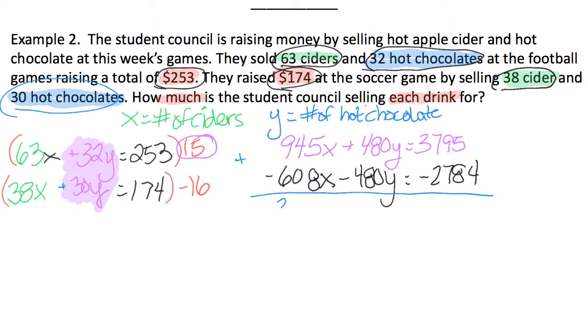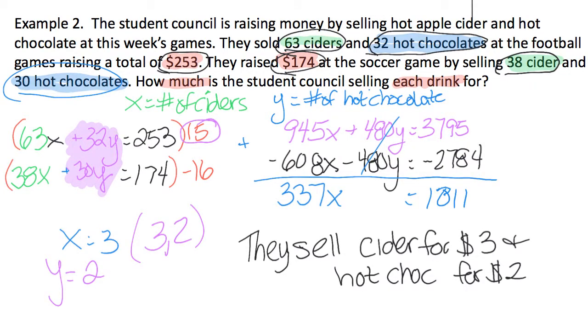Now we're going to add up those two equations. When we do that, we get 337x equals 1,011. So I think from here you can pretty much solve. I would pause this video and solve for x and y now.